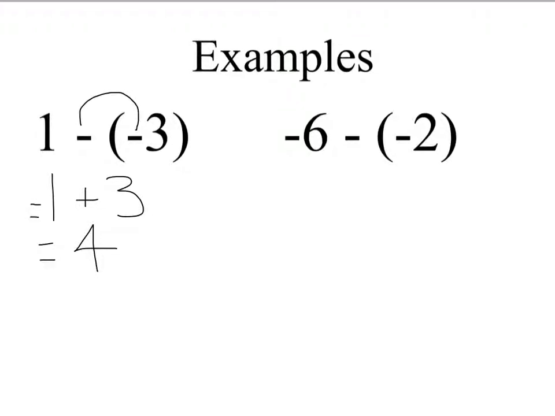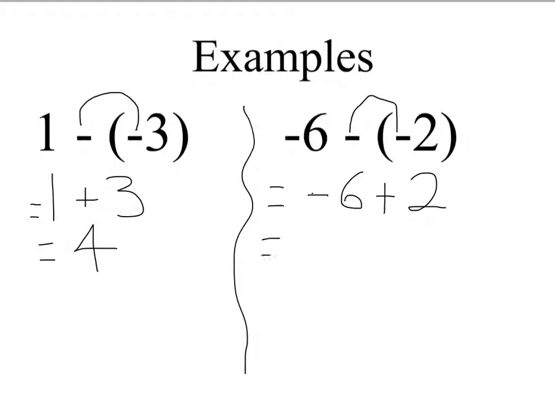Let's have a look at this other example over here. Negative 6 subtract negative 2. The negative 2 I've put in brackets, and I've got a negative multiplied by a negative. Now that negative multiplied by a negative gives me an answer of a positive. So I can rewrite that as negative 6 plus 2. Negative 6 plus 2, if I go down the number plane, becomes negative 4. Okay, let's have a look at a few more examples.